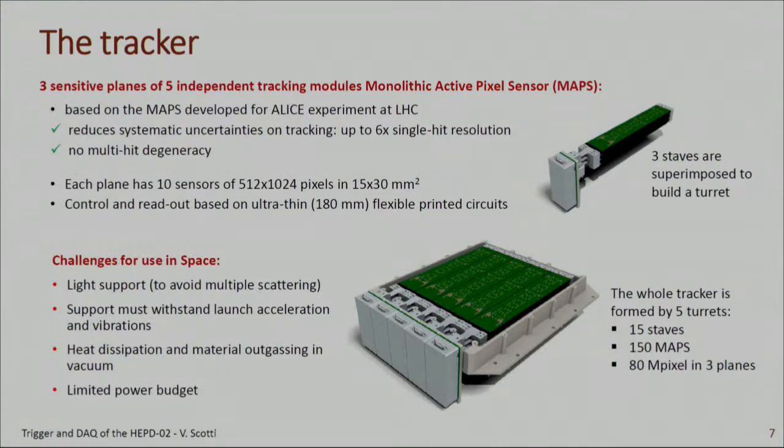The support has to be as light as possible in order to avoid multiple scattering, but at the same time, it has to be strong enough to support the launch acceleration and vibration. This system will work at only 6 millibar, so we are basically in vacuum, and the tracker was also tested for heat dissipation in vacuum. Finally, we had to meet the requirements on the power budget, and this was not an easy task.